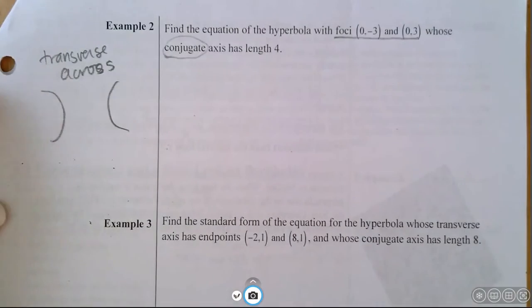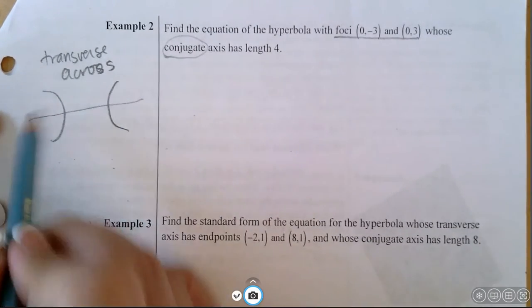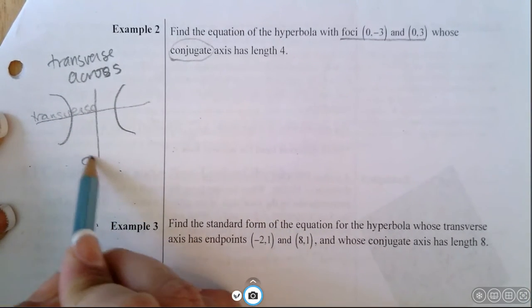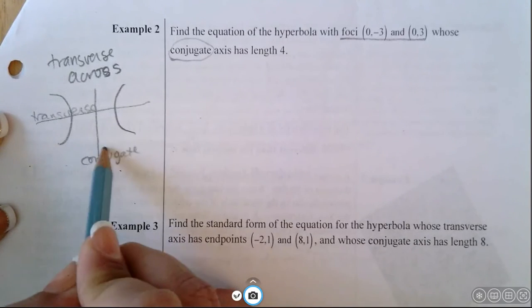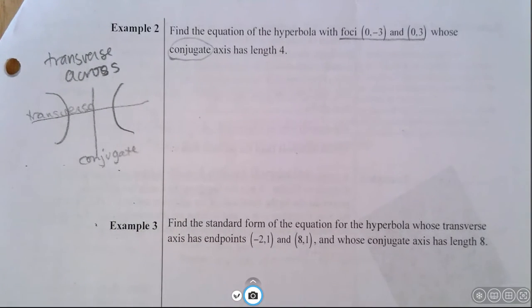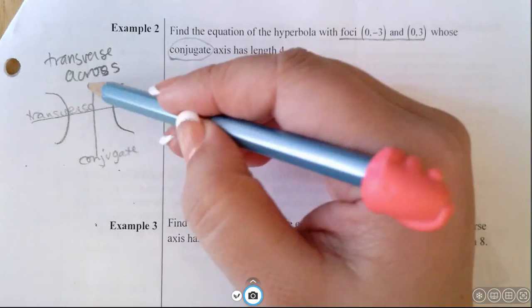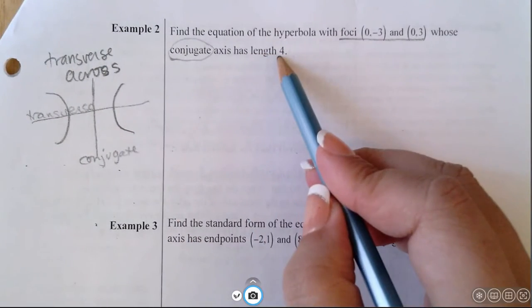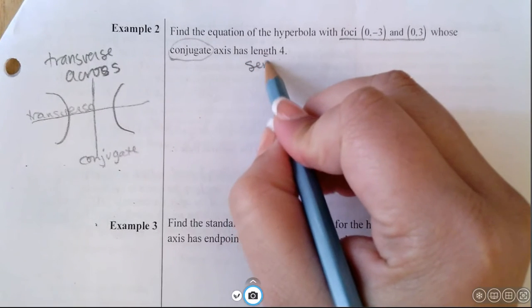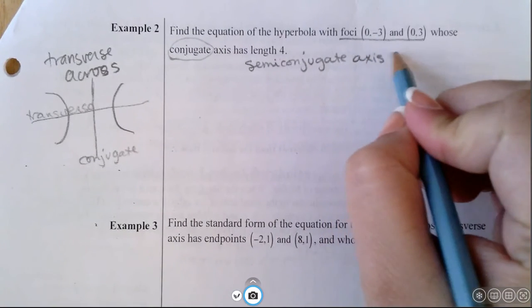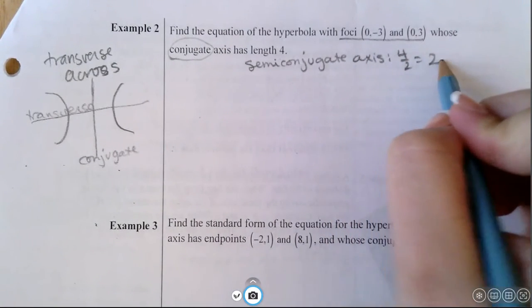So when I look at the hyperbola, the one that goes across the halves is the transverse, and the one that goes between is the conjugate. Okay, so that's kind of a trick that I use to remember it. Trans is across, and the transverse goes across the two halves. So the conjugate axis, the shorter one, or the perpendicular one rather, has a length of 4. Okay, so that means that the semi-conjugate axis will be 4 over 2, which is 2, and that's our value for B.